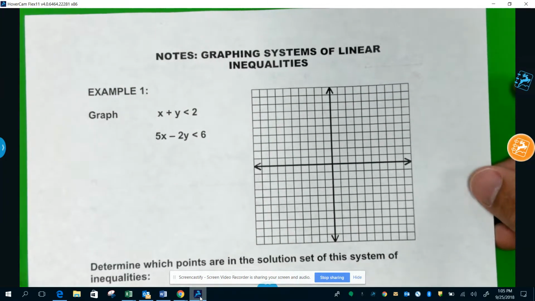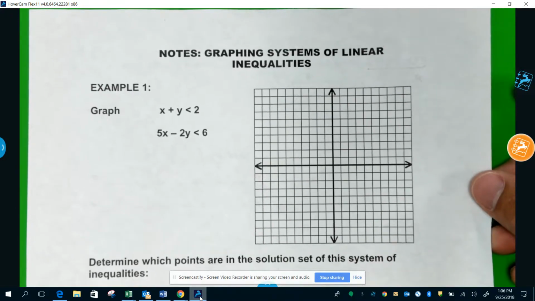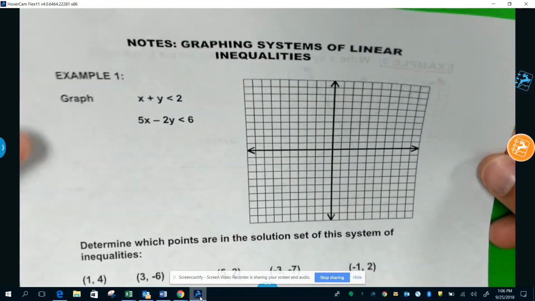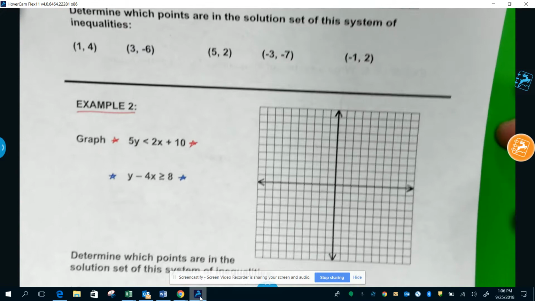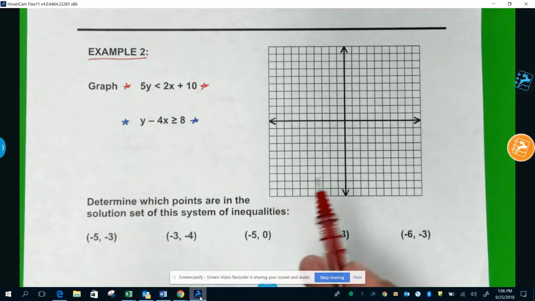Okay, so our assignment today is graphing systems of linear inequalities. We have graphed linear inequalities before, but we haven't actually done a system. We haven't done two at one time. And we've graphed lines before, but they weren't inequalities where we had to actually shade. So I'm using two different colors here so you can see what I'm working with.